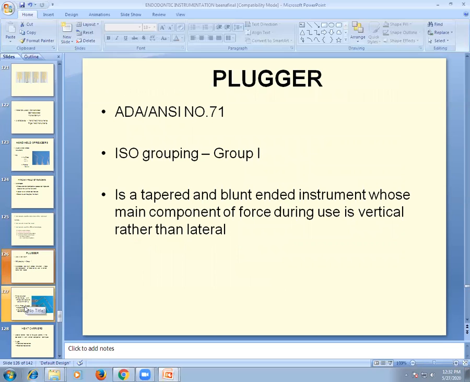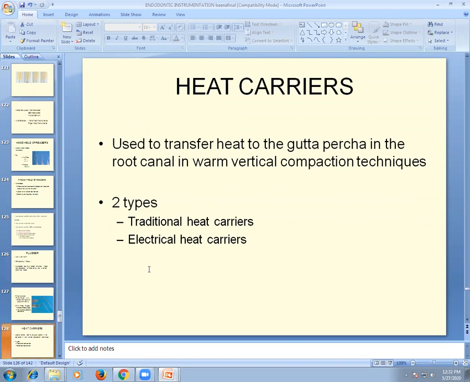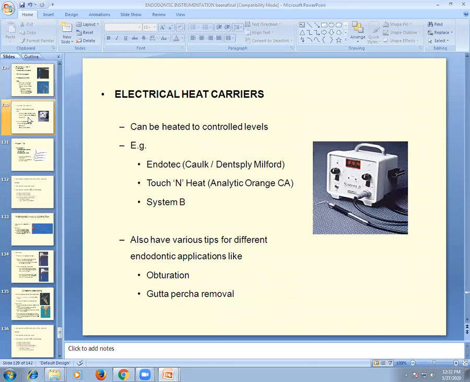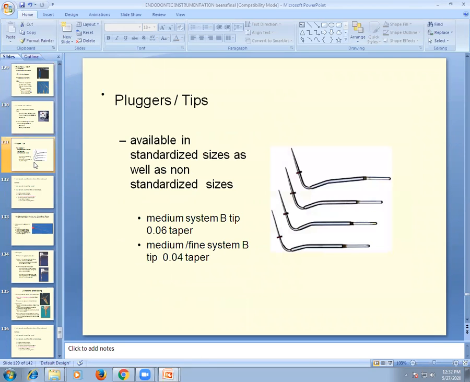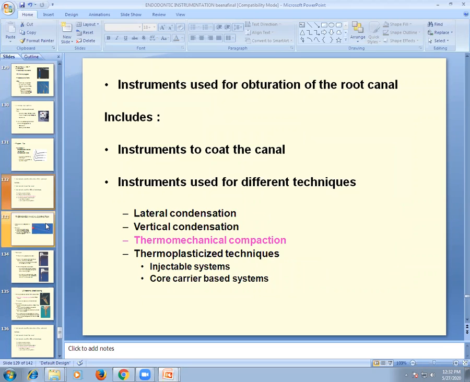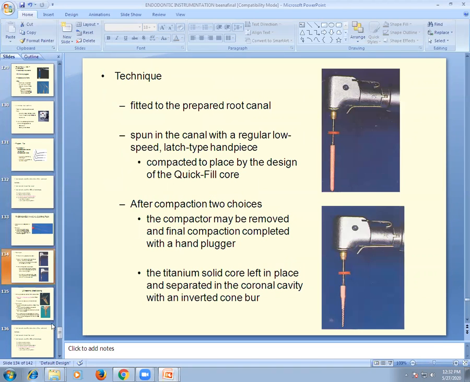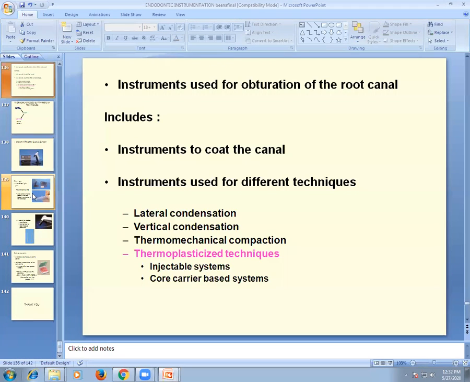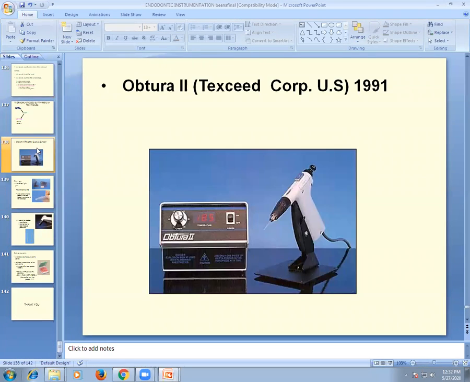Then comes the plugger. It is a tapered and blunt-ended instrument whose main component of force is used during vertical rather than lateral compaction. Then there are the traditional heat carriers. You can see the tip is heated on the flame, and then it is used to cut the gutta percha at the apical points. Electrical heat carriers are also available. These are the pluggers. See, the electronic heat carrier is like this.